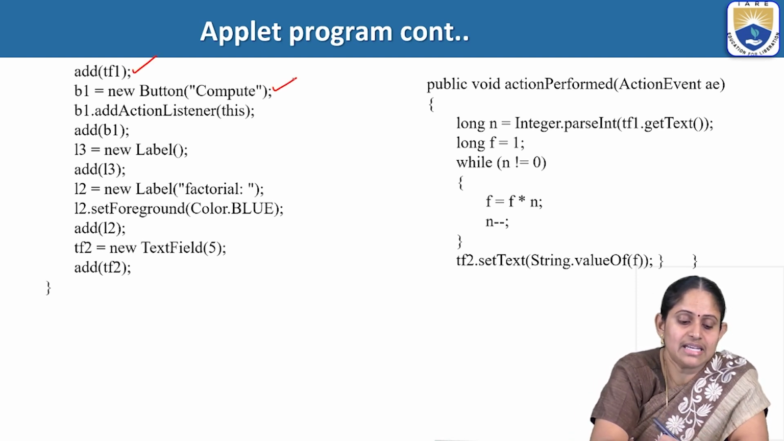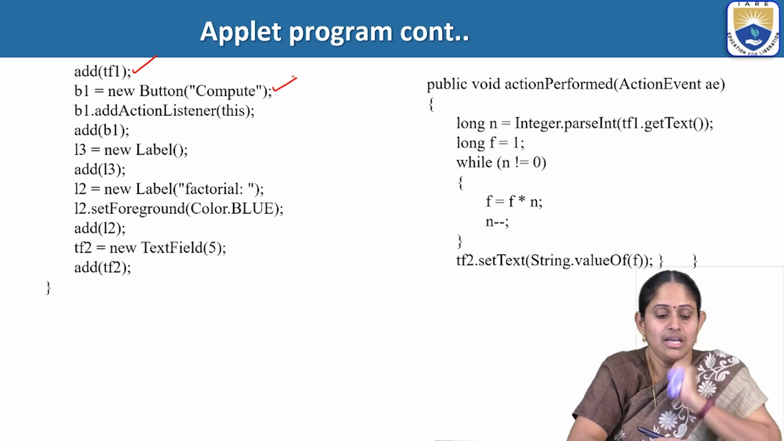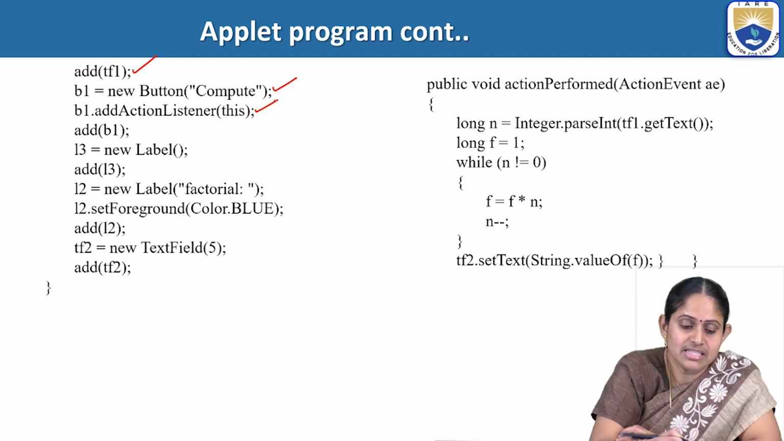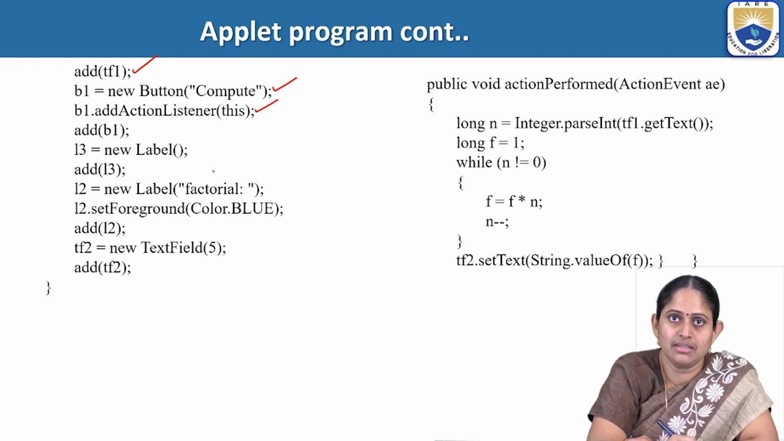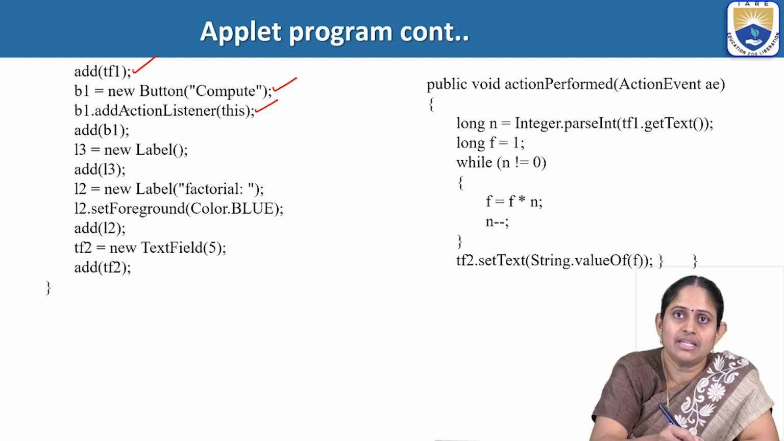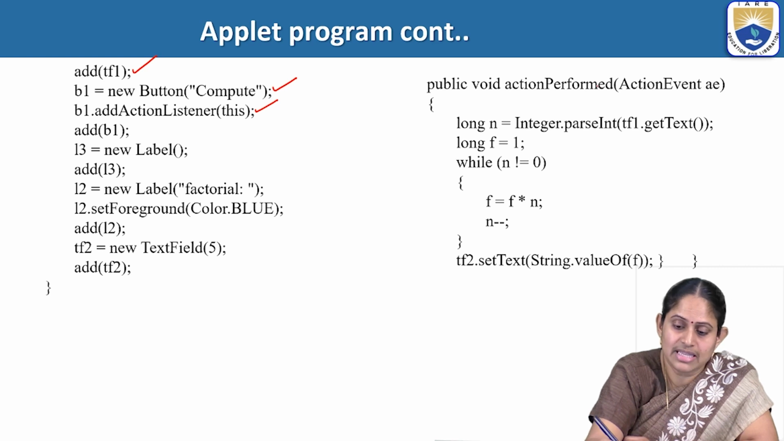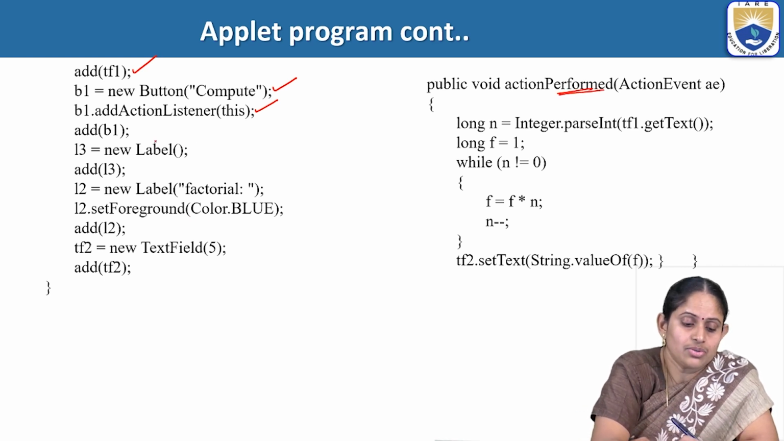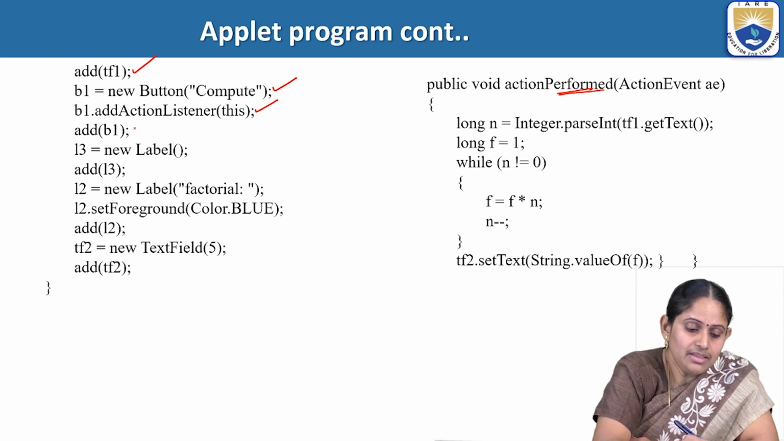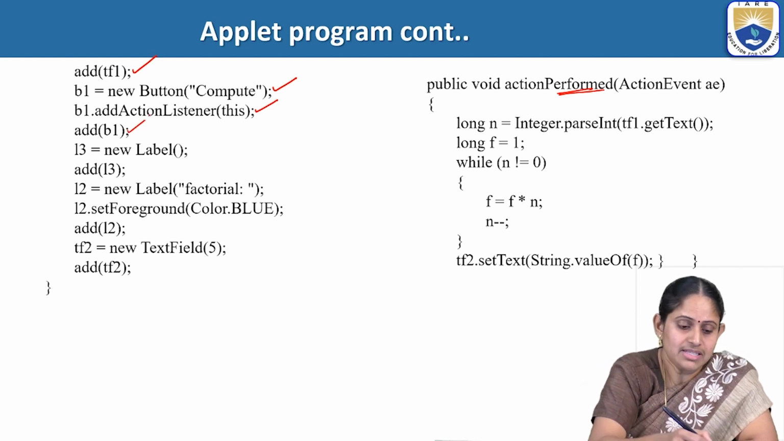Now we are creating a button with the name compute. We are adding some action listener to that button. So whenever that button is clicked, it will trigger the action listener, the action performed method. This button is added onto the applet.